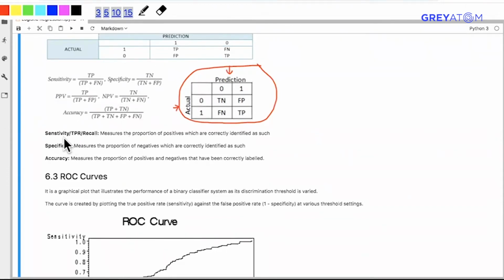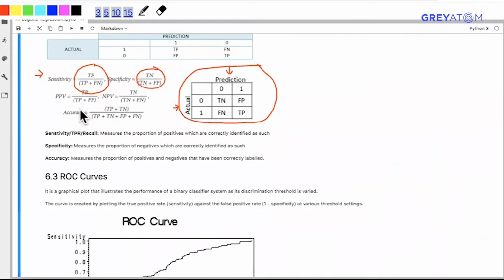We have some metrics called sensitivity. It is also known as recall, or true positive rate, which goes by this formula: true positive over true positive plus false negative. That means the proportion of true positives which are correctly identified. And there is a thing called specificity, which is the true negative rate. We just discussed true positive, and the true negative rate would be true negative over true negative plus false positive, like this one right here.